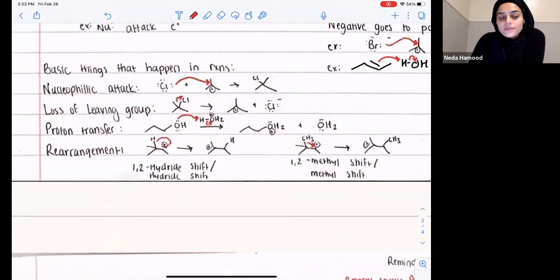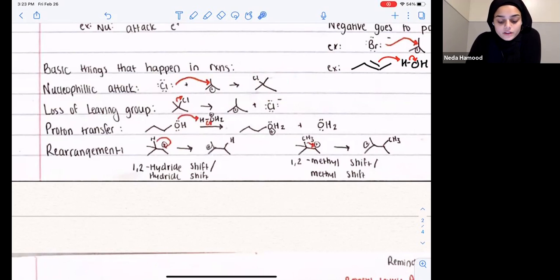Speaking of reactions, these 4 things that I have written over here are what all reactions are made up of. So over here, the first thing that we can have is a nucleophilic attack, which is just when we have a nucleophile attacking an electrophile. So in this case, we have a chlorine with a negative charge attacking this carbocation. And then this was what our product would look like. Again, we have negative going to positive.